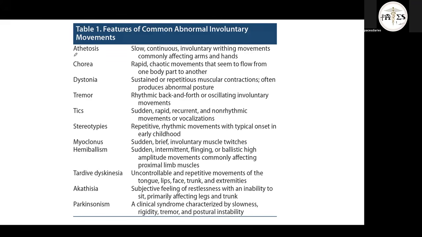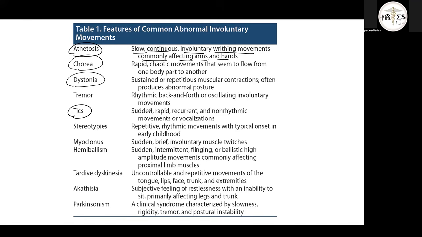A quick notice: athetosis is a slow, continuous, involuntary writhing movement, commonly affecting the arms and hands. What is chorea? This is a rapid, chaotic movement that seems to flow from one body part to the other. Then comes dystonia; torticollis is a type of dystonia. It's a sustained, repetitious muscular contraction, often producing an abnormal posture, like we have seen in the video. Then tremor, a rhythmic back and forth oscillatory involuntary movement.